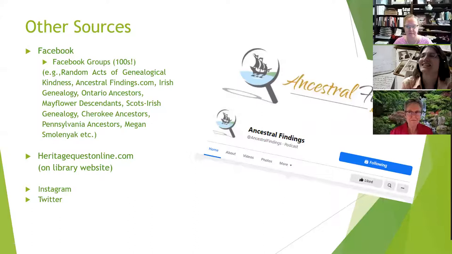There we go. Okay, so Facebook has hundreds, if not thousands, of groups. There's Random Acts of Genealogical Kindness. That one's kind of fun. People will post something like a letter and they can't read something and everybody chimes in to guess what the word is in a letter. So there's ancestralfindings.com. There's Irish Genealogy, Ontario Ancestors, Mayflower Descendants, Scotch-Irish Genealogy, Cherokee Ancestors, Pennsylvania Ancestors.